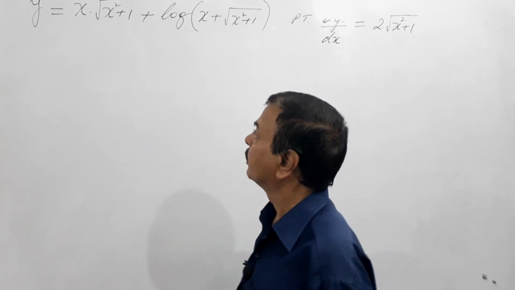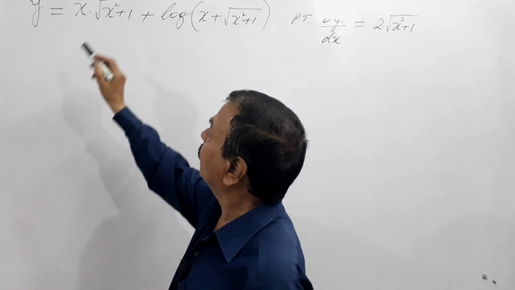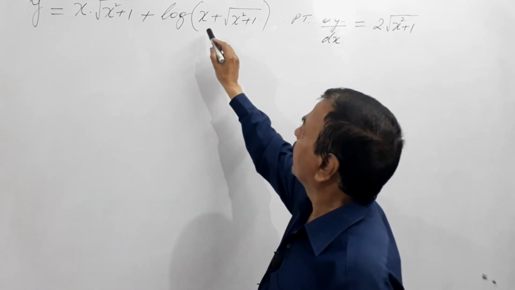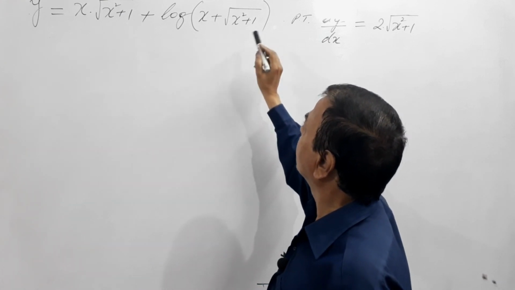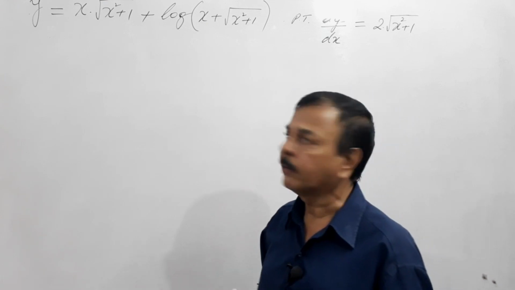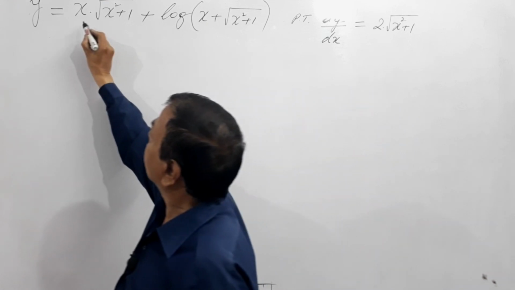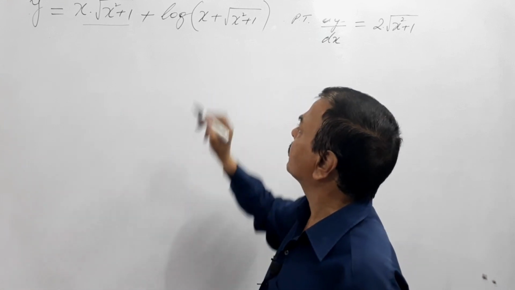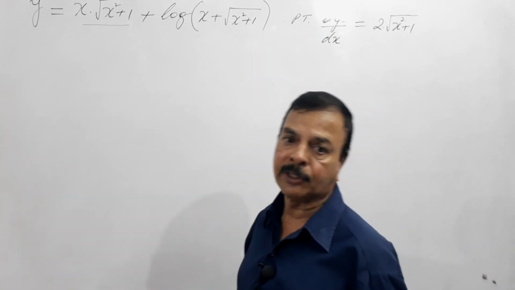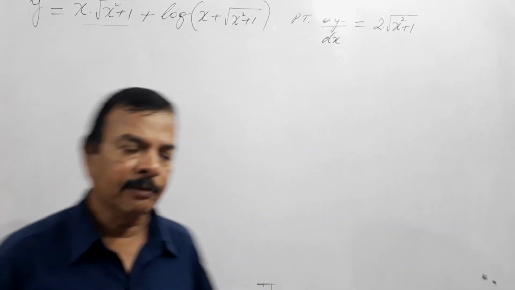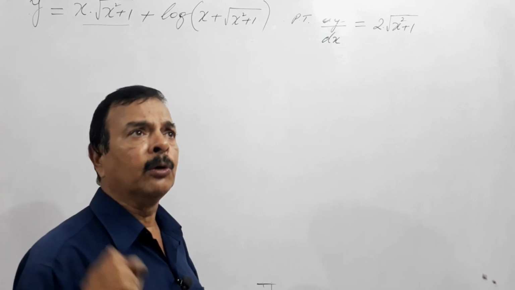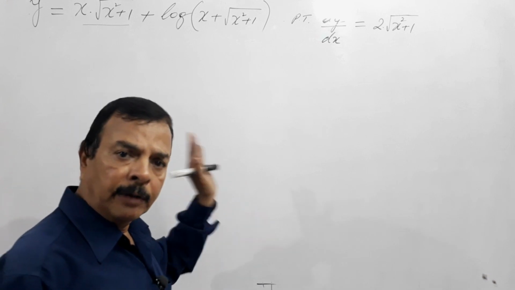So dear students, we have another problem. y equals x into under the root x square plus 1 plus log of x plus under the root x square plus 1. So here, please observe. It is a product of two functions, so it's a product rule, and this is a composite function. So let's differentiate this. It is a simple problem. Only thing you should know how to differentiate this.